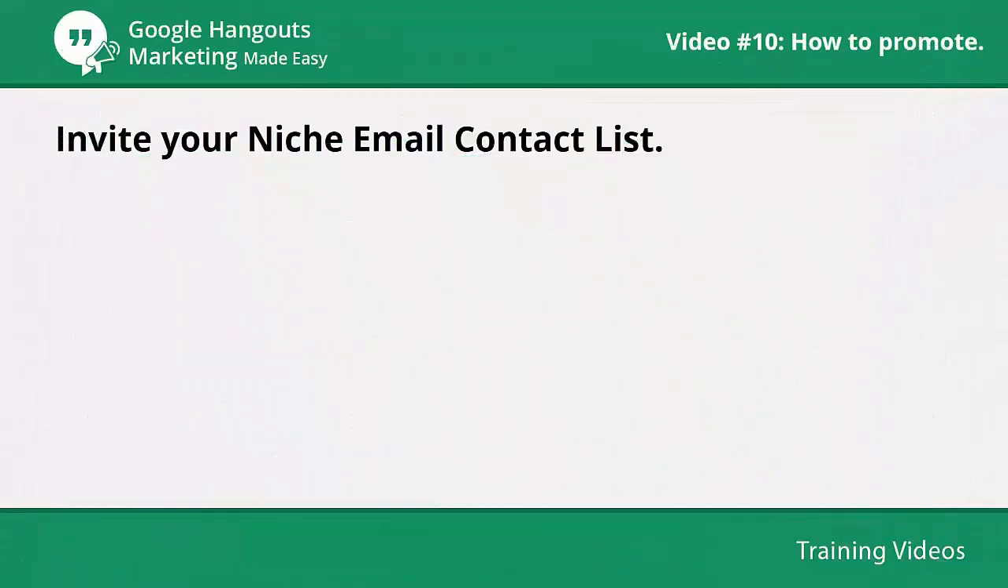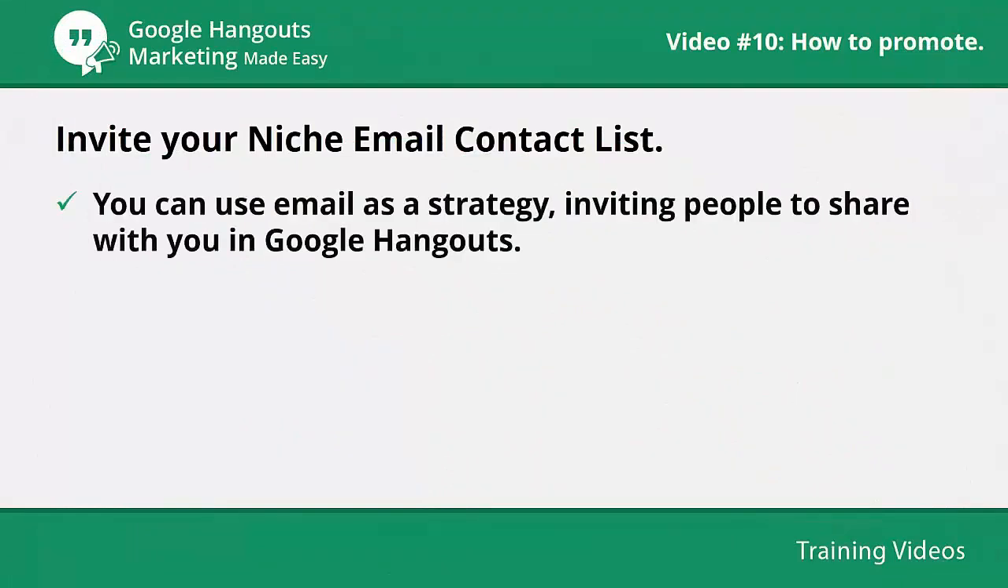Invite your niche email contact list. You can use email as a strategy, inviting people to share with you in Google Hangouts. This is very effective because you are making a direct contact, which will go into their inbox. In doing so, they could respond to you, give you their opinion about your work, tell you if they are interested in the topic you are going to address, and whether they want to participate in your talk or conference.